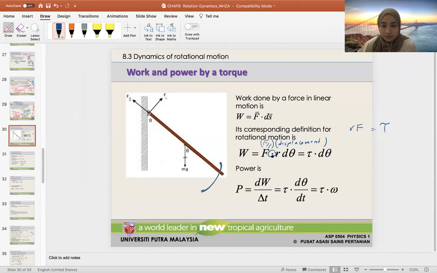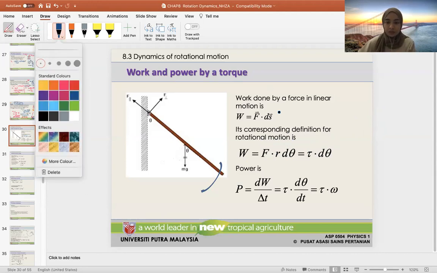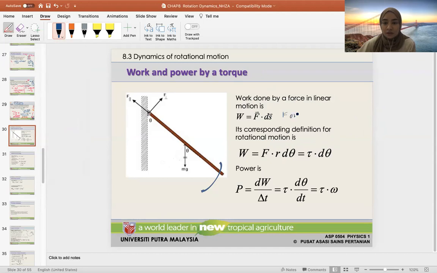Okay, wait, sorry, I wasn't clear about this. Okay, again. Work done by a force in linear motion is force times displacement, whereby force should be parallel to displacement, which is why you have the dot product. Okay, and we know that S equals to R theta.